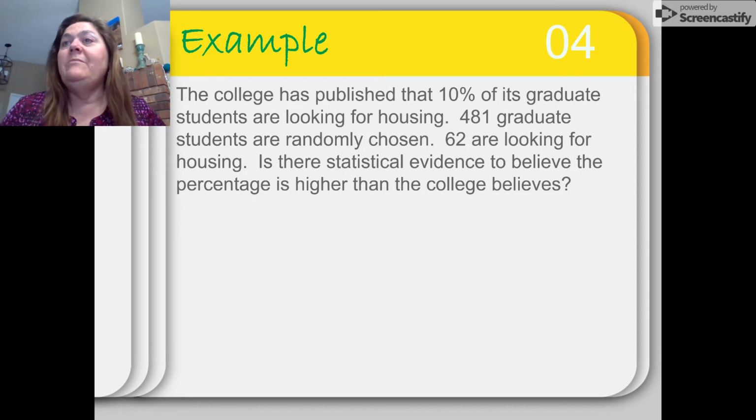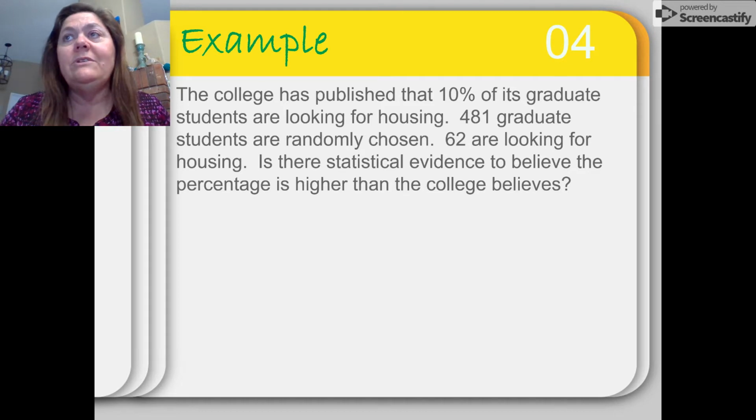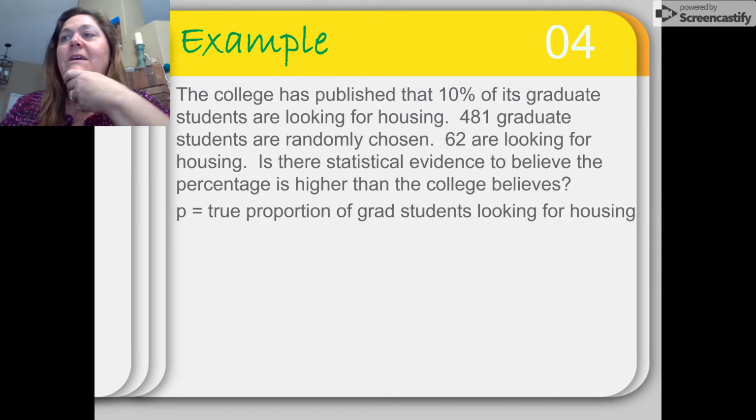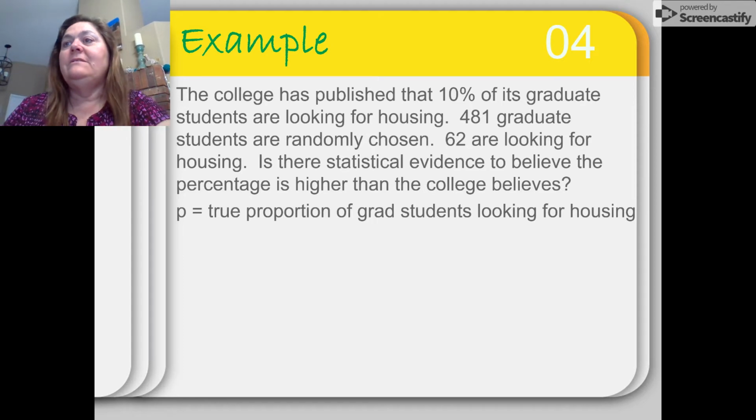Now we're looking at this and we're going, I have 10%. Oh, that's a proportion. My p is 0.10, right? Well, how do I get my p hat? You're going to have to do a little math. Don't be afraid of that. It's AP stats. So you're going to do hopefully 62 out of 481 to find your p hat. So your p is your true proportion of grad students looking for housing. So in our state step, remember, we have to state our parameter and our population. And there it is.